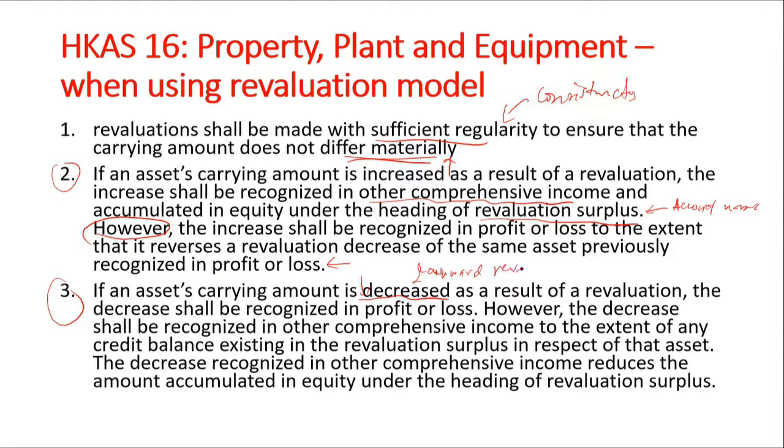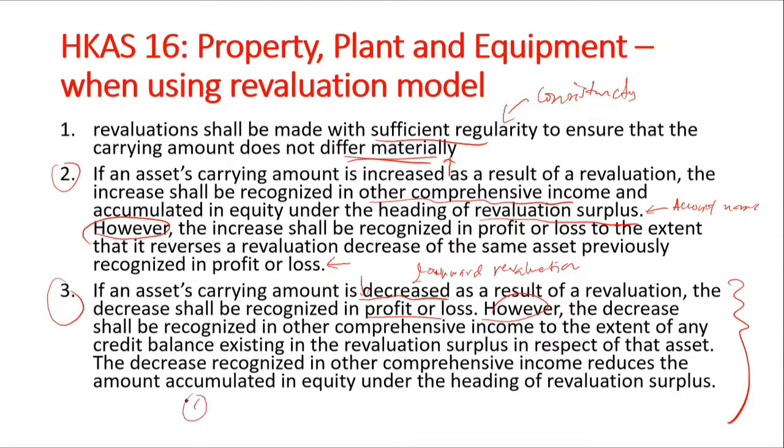So this is downward revaluation. Any decrease shall be recognized in profit or loss. However, the decrease shall be recognized in OCI to the extent of any credit balance. So let's say if you have any positive balance, first you will remove that positive balance from OCI, and then the remainder will go to the P&L. That's what this whole paragraph is trying to say.